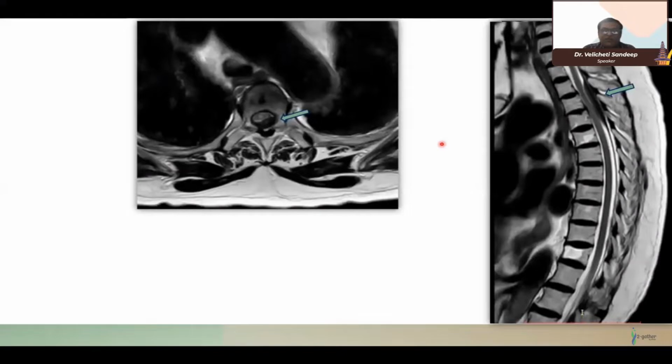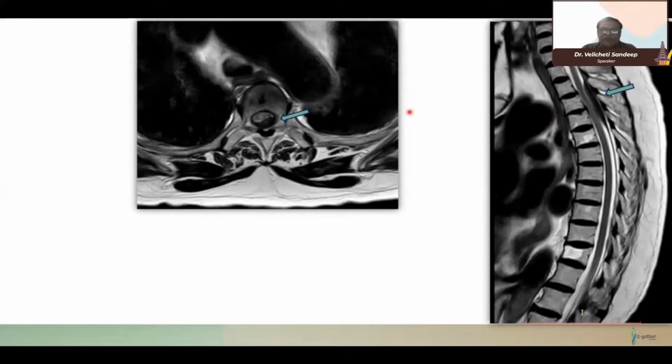Initially, we did a plain study. There is an extramedullary intradural elliptical lesion, which is T2 hypointense, which is causing displacement of the cord anteriorly. We don't have any clue. I strongly believe that this could be hemorrhage because many times we see spontaneous epidural hemorrhages in patients, especially with bleeding diathesis and patients who are taking anticoagulants.